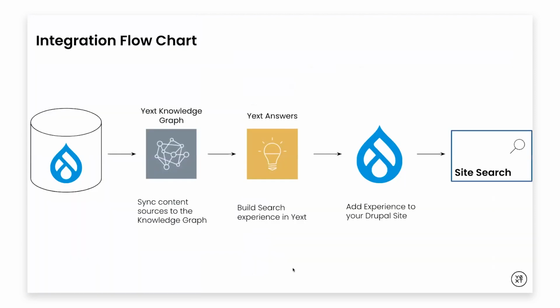And just to put it all together, so we have the data coming from Drupal. That's going to come into Yext, into our knowledge graph, and they'll all be stored in there as entities. Then from there, we will build out a search experience using Yext Answers. Then we'll add the experience to your Drupal site. And then voila, we have site search at the end.